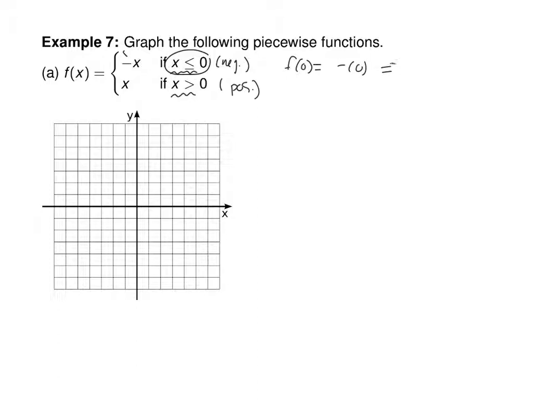So what point do you have? You've got the point 0, 0. And because there's this or equal to there, that point is filled in, right? Does that make sense? Okay. Now you have a line with y-intercept 0 and slope negative 1. If x is less than 0, where do the x's that are less than 0 live? Do they live on the left side of the y-axis or the right side of the y-axis? They live on the left, right?